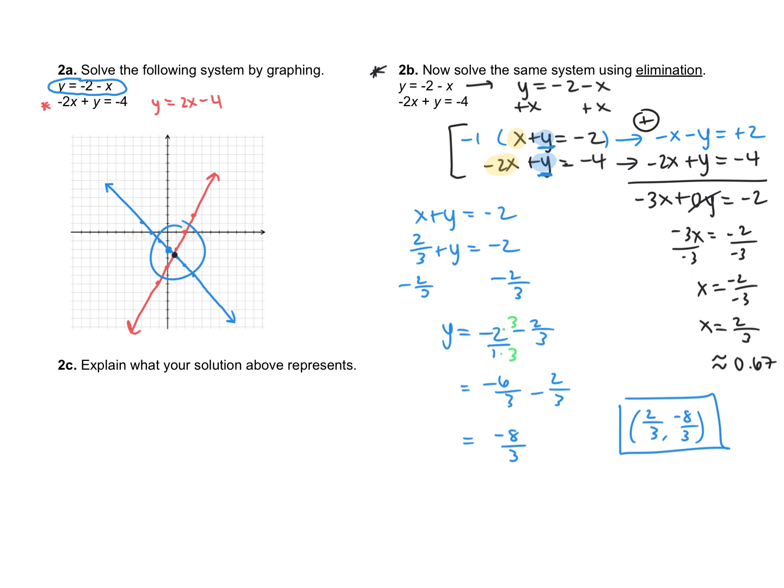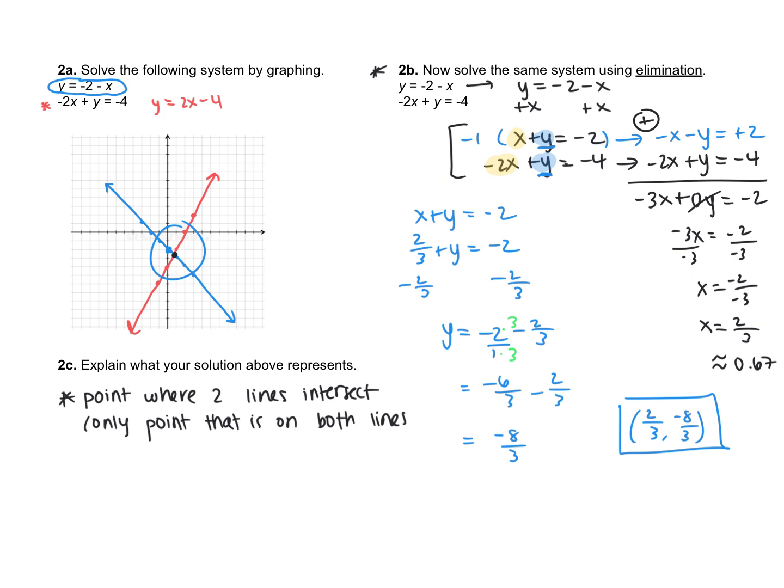Maddie came up with one meaning. Maddie, what did you say? Oh, it's where they intersect the lines. This is the point where the two lines intersect. In other words, it's the only point that is on both lines. That's meaning number one. That's the meaning of the graph part.